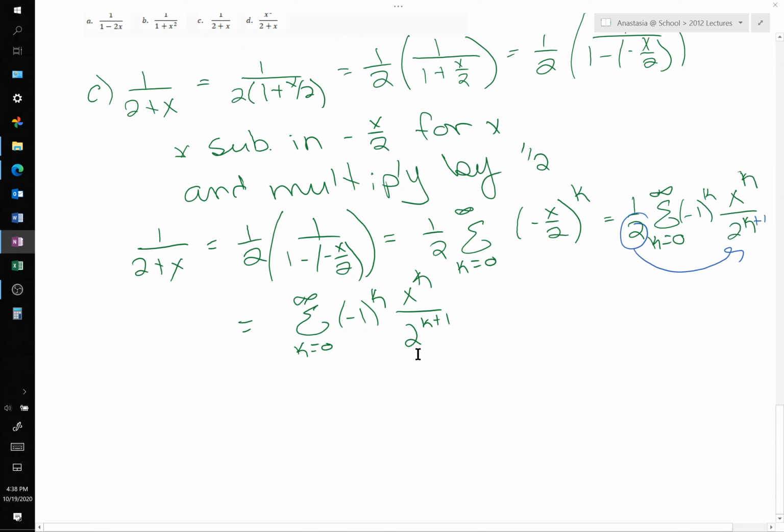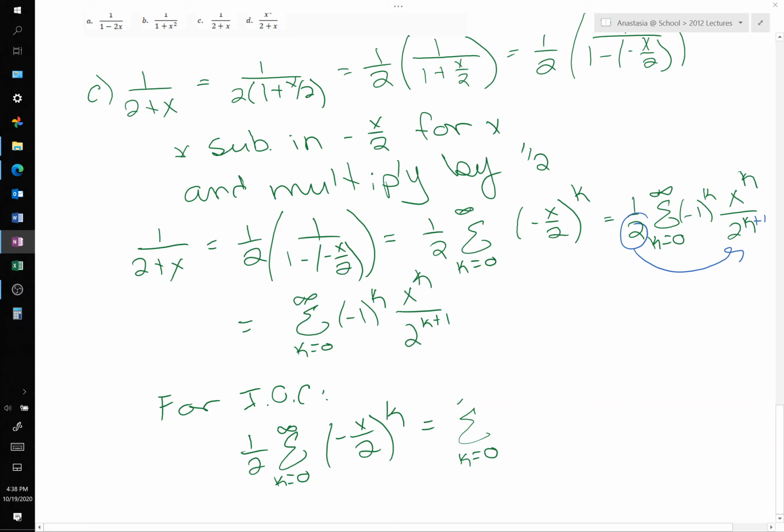To find our interval of convergence, we're going to go back to the first time that we wrote the series here. For the interval of convergence, we could take our 1/2 sum from k equals 0 to infinity of negative x over 2 to the k. If we pull that 1/2 in, we have 1/2 times negative x over 2 to the k. So now we have a geometric series. This is our a value, this is our r value, but it is still geometric.